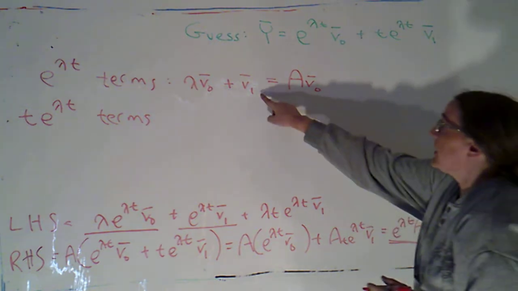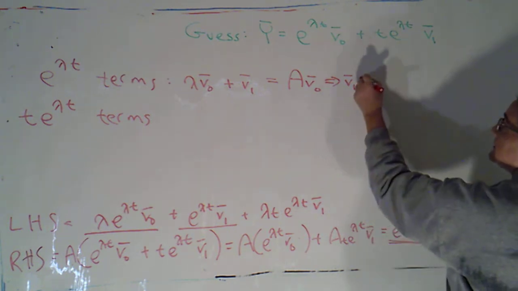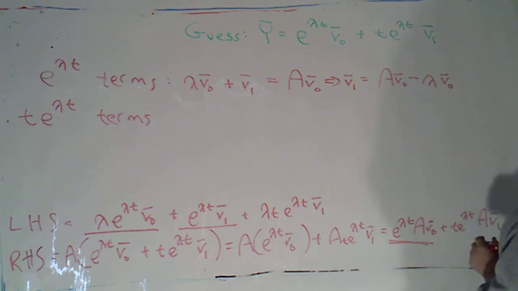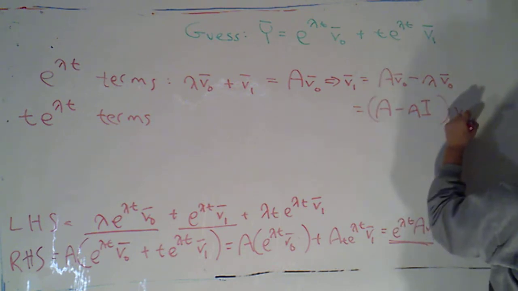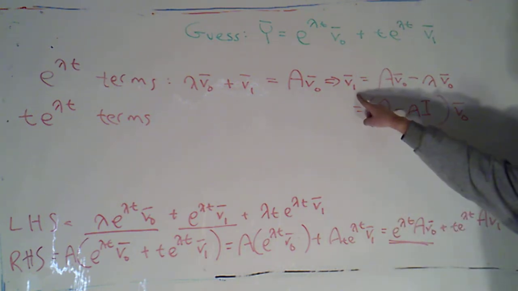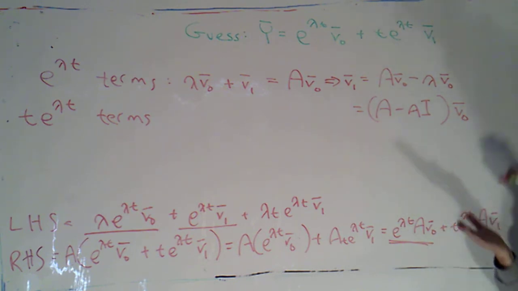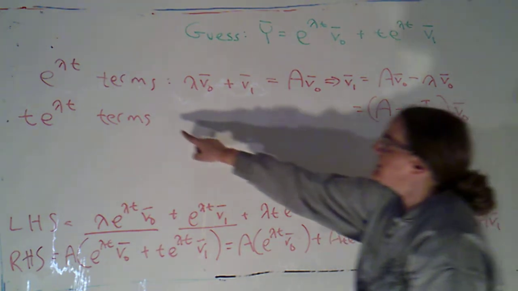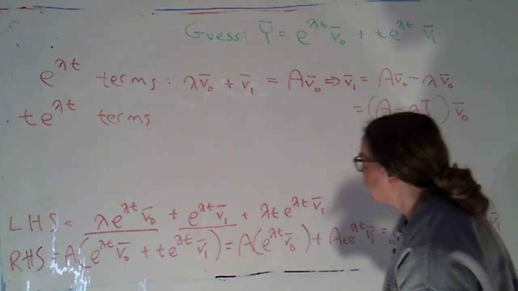Now, what I can do then is I can solve for v1. That means that v1 is going to equal a v naught minus lambda v naught, which I can say is a minus lambda I times v naught. So I can describe this vector v1, as I said, in terms of this vector. So even though we theoretically had two unknown vectors, once I know one of them, the other one is completely determined.